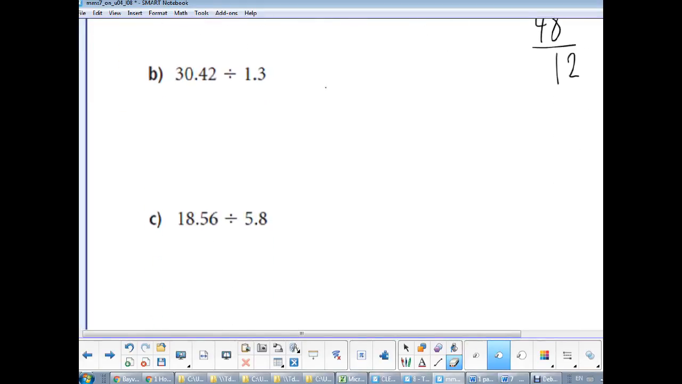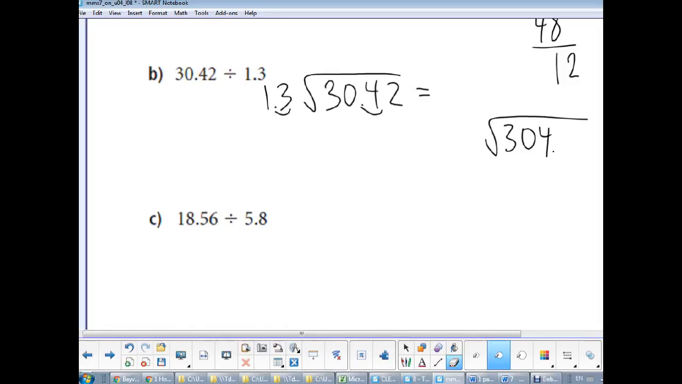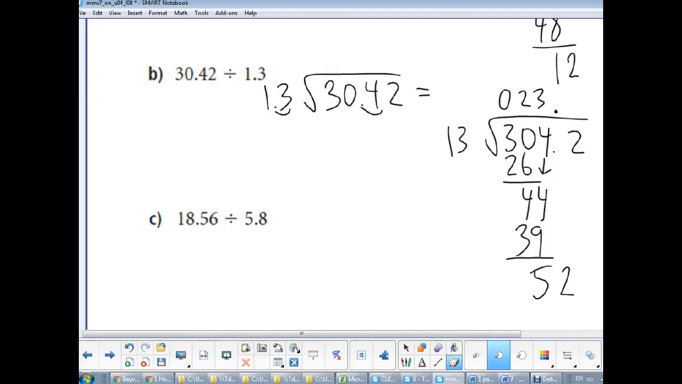B, 30.42 divided by 1.3. We move the decimal one place, so the question will now be 304.2 divided by 13. If you want, so you don't forget, you can bring that decimal up right away. That's a trick some people do, so you don't forget. 13 goes into 3 0 times, into 32 times, which will be 26. Remainder 4, bring down the 4. 13 goes into 44 3 times, which is 39. And bring down the 2, and it goes 4 times evenly into 52. So the answer would be 23.4.